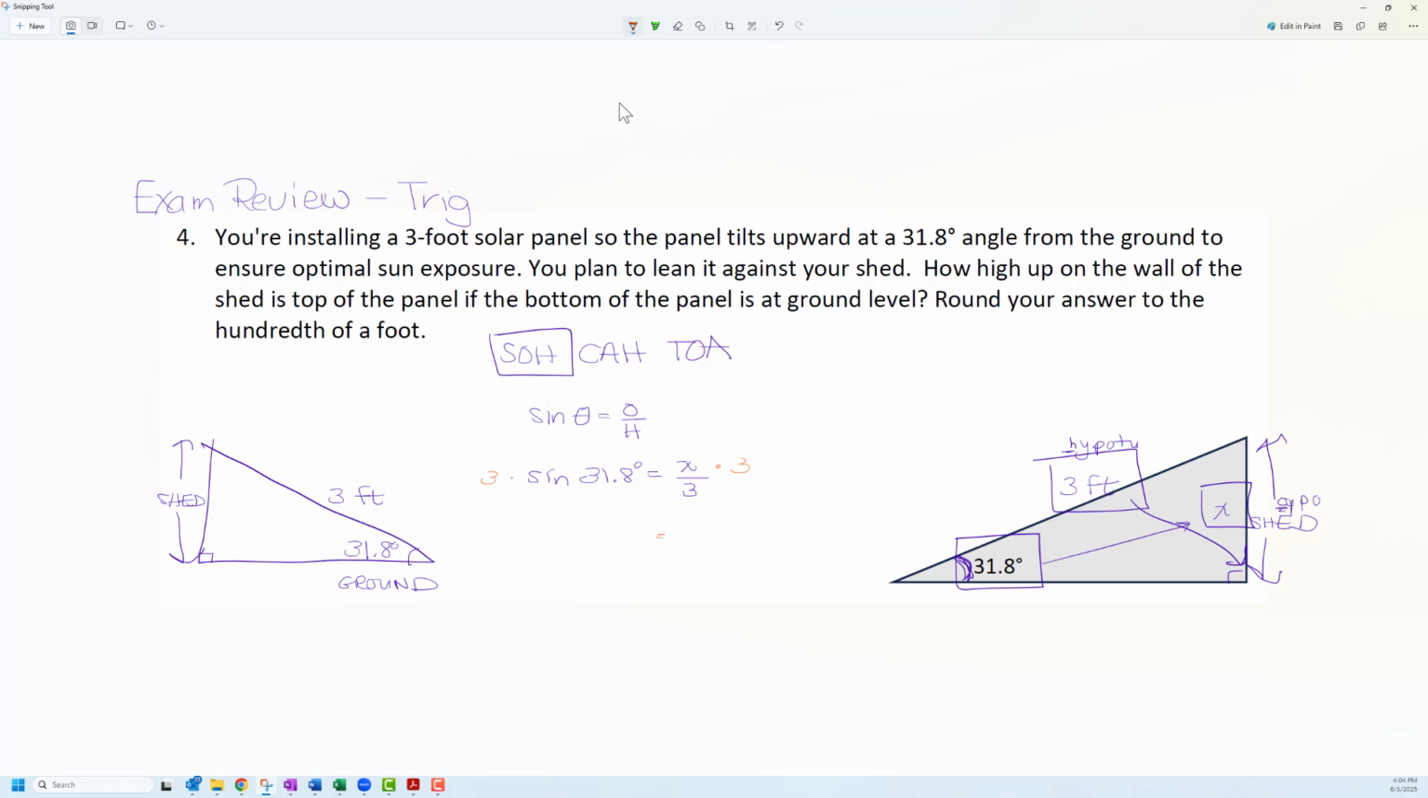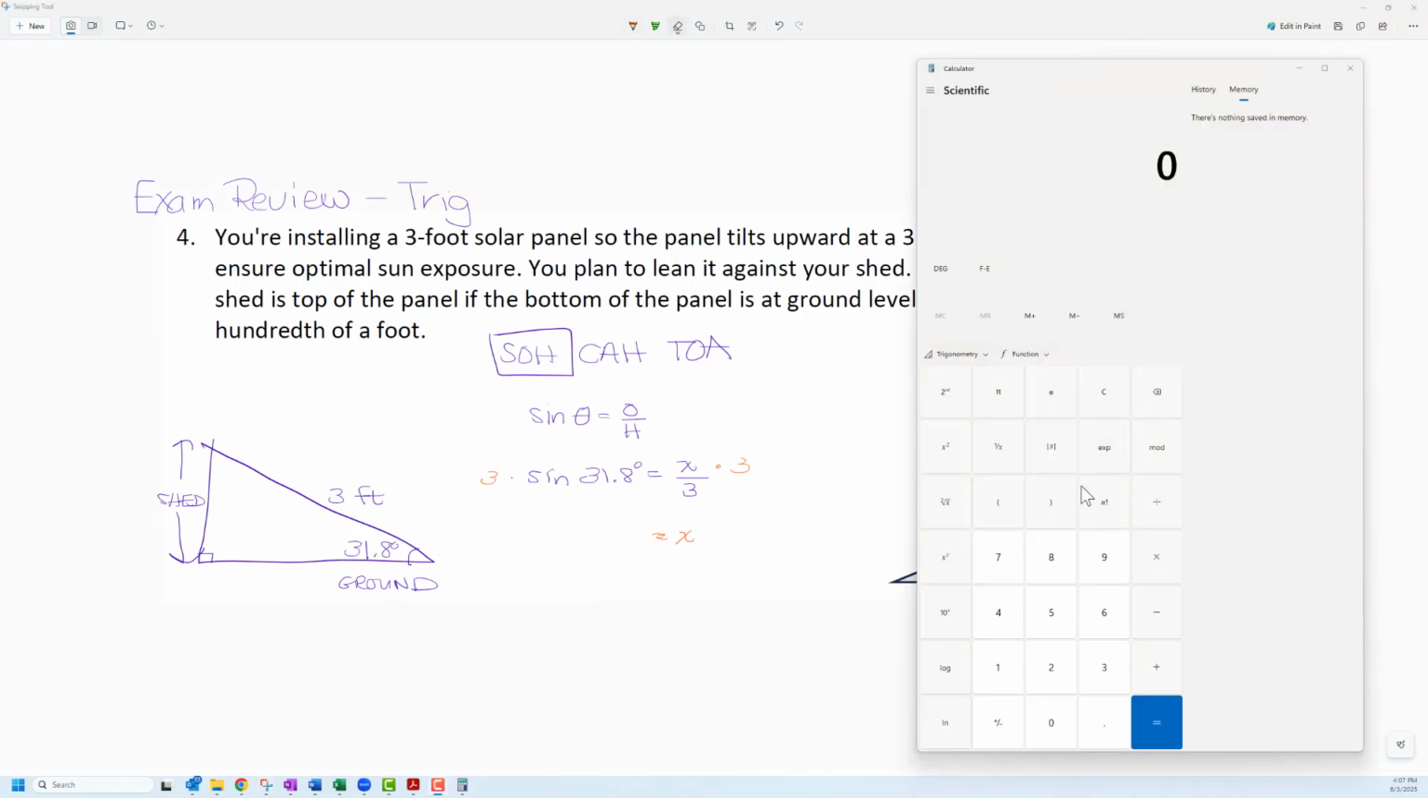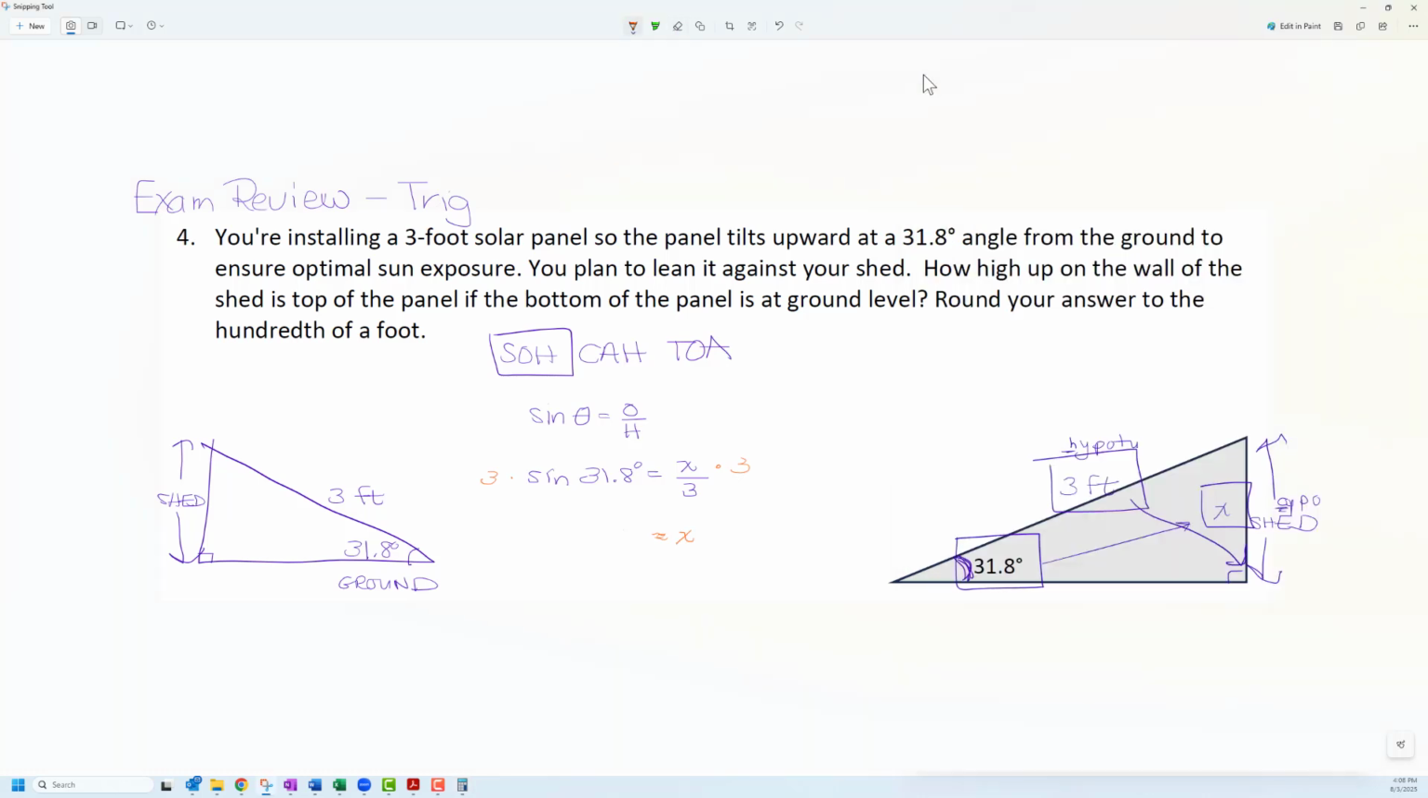And then throw this into our calculator, making sure that we've got it in degree form. Using my basic calculator that I've got on my computer, I do need to enter in my 31.8 degrees first, take the sine of that, and then multiply it by 3, hit equals, and we can then see that X, or that vertical length, is going to be approximately 1.58 feet.